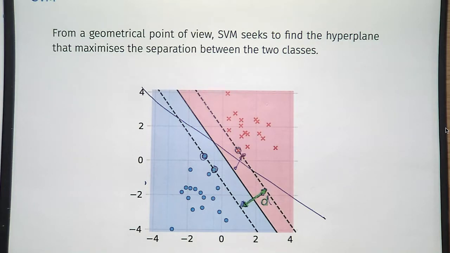I invite you to look outside of this. Yes? Can you explain what you mean by hyperplane? Aha.